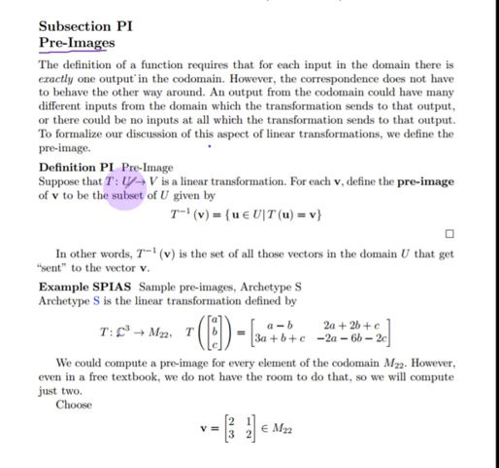Here's the formal definition. Suppose I have a linear transformation from U to V. For each individual vector V in the codomain, define the preimage of V to be the subset of U given by the set of vectors U in the domain U that map to the vector V. All right, so in other words, T inverse of V is the set of all those vectors in U that get sent to the vector V. Now, notice that T inverse of V can be empty.